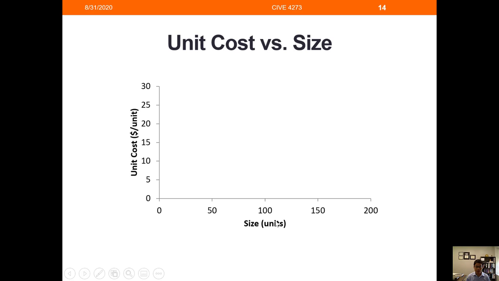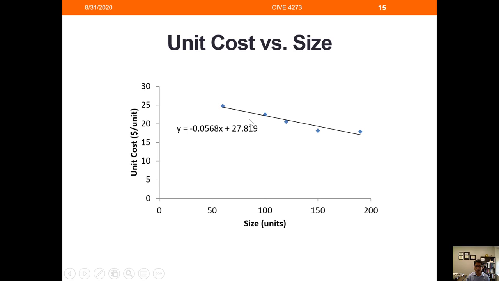The x coordinate indicates the size of the project. The y-axis indicates the unit cost. This will be the result of the unit cost versus size graphically.